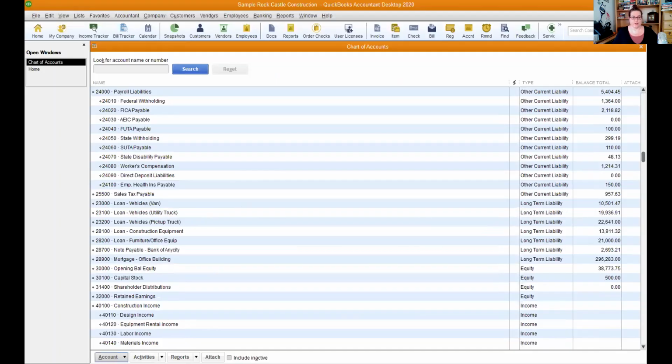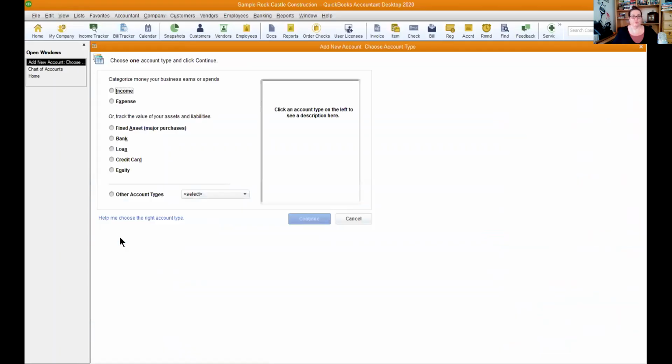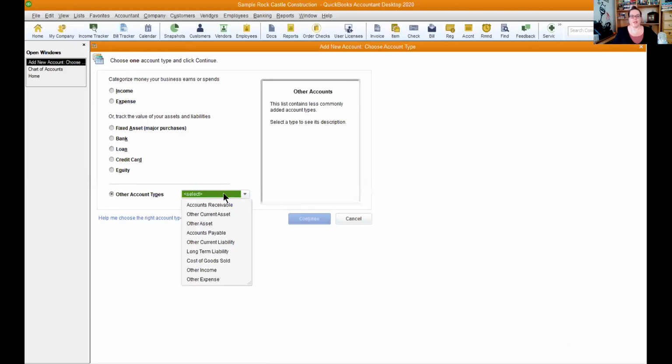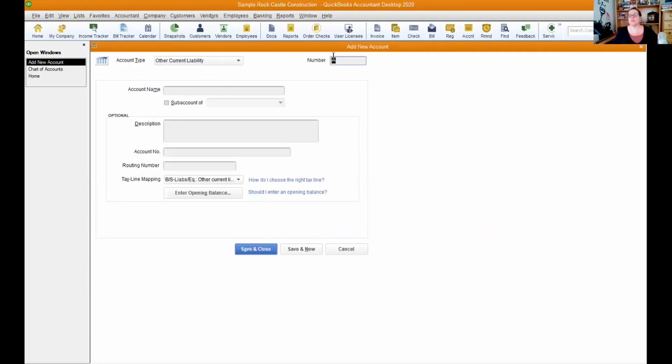So you're just going to come in and go to Account. You're going to do New. And a choice for the current or the long-term liability is not here. You need to come down here to Other Account and choose Other Current Liability. You hit Continue.